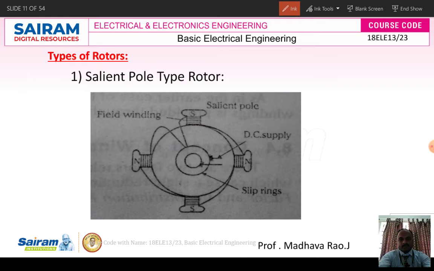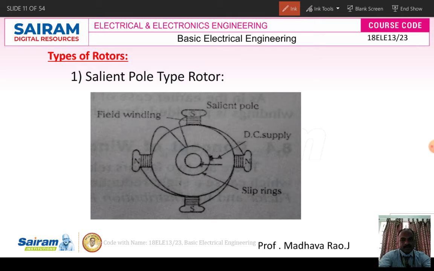Next, coming to the salient pole type rotor. These type of rotors are used in low and medium speed synchronous generators. So less means low and medium speed synchronous generator, that is about 50 to 500 rpm speed range.